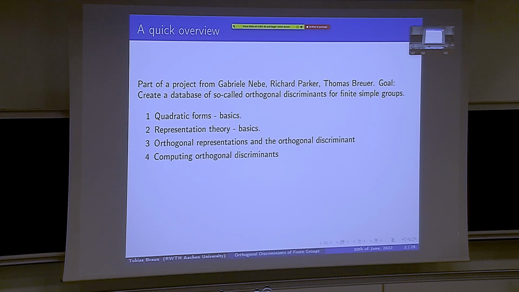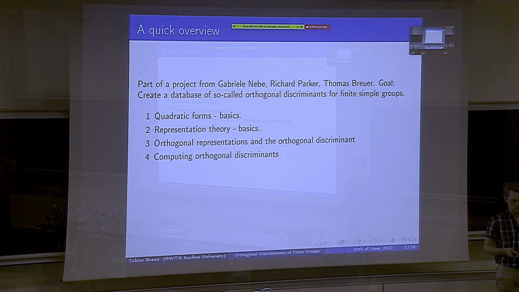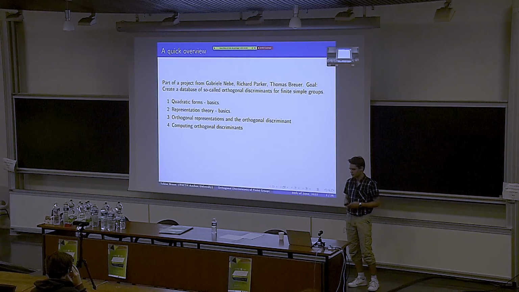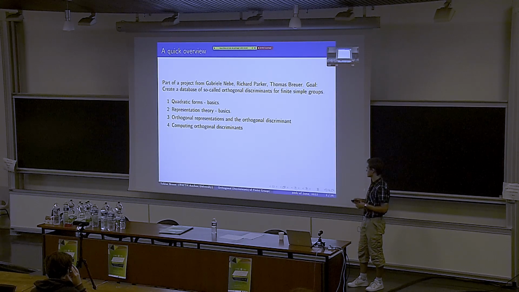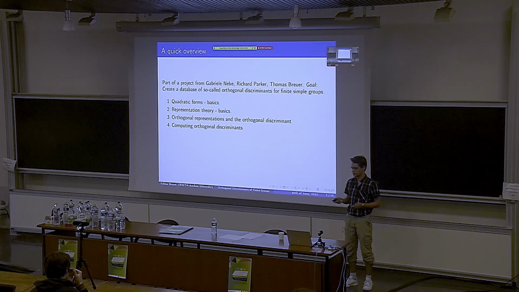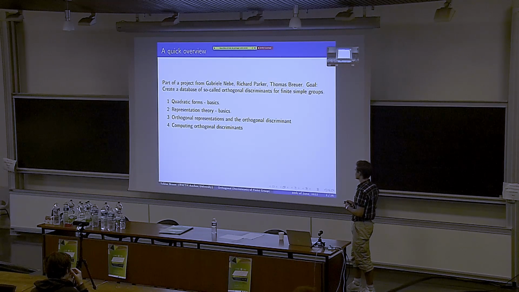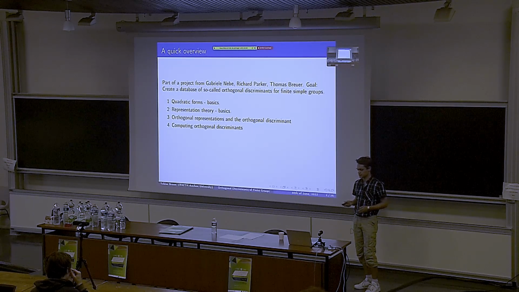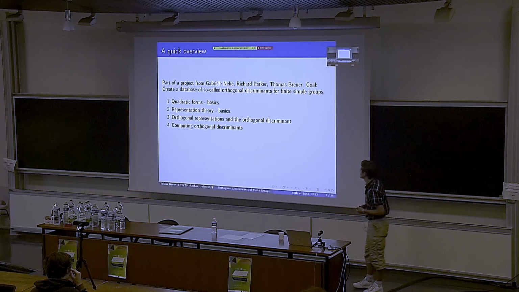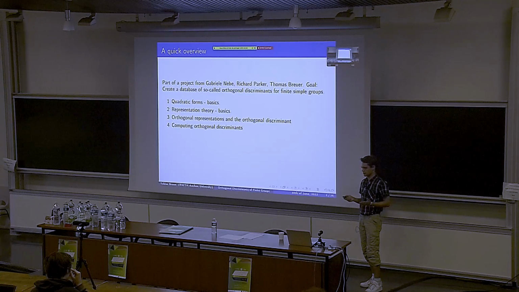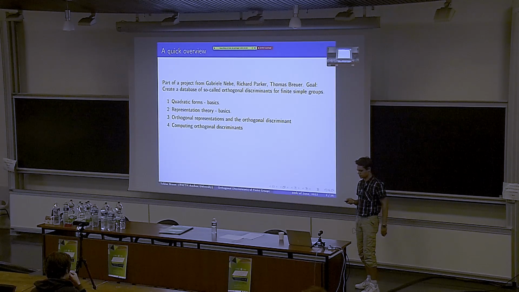An orthogonal representation is, basically speaking, just a regular linear representation together with a quadratic form that is non-degenerate, which is fixed by the group operation. In order to introduce orthogonal representations, I'm first going to talk about some basics of quadratic forms, and then about some basics of representation theory of finite groups. Afterwards, we can talk about what an orthogonal representation is and what these orthogonal discriminants are. And as we want to compute orthogonal discriminants and create a database, I'm of course going to talk in the end about some methods that we use to compute some of these orthogonal discriminants.